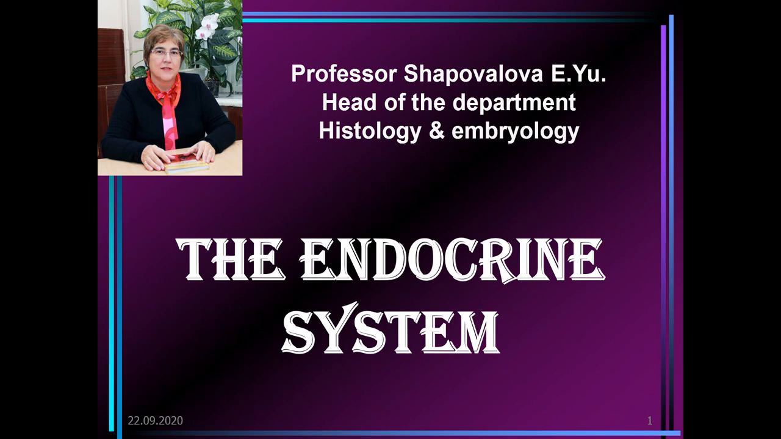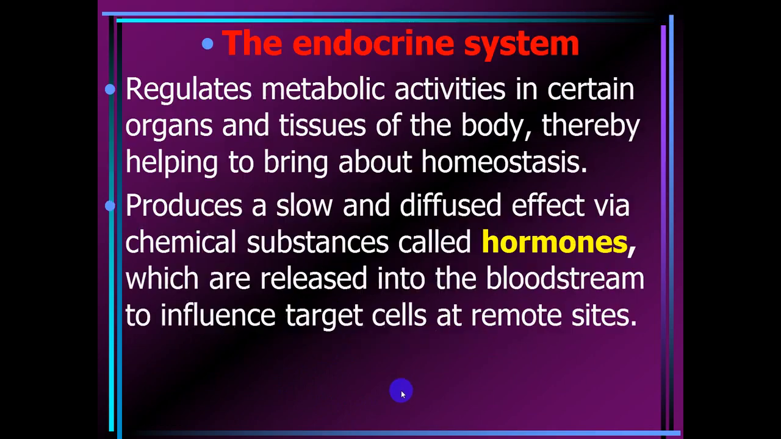Topic of my today lecture is endocrine system. Endocrine system in our body regulates metabolic activities in our organs and tissues, thereby helping to bring about homeostasis. It produces a slow and diffused effect via chemical substances called hormones, which are released in the bloodstream to influence target cells at remote sites.